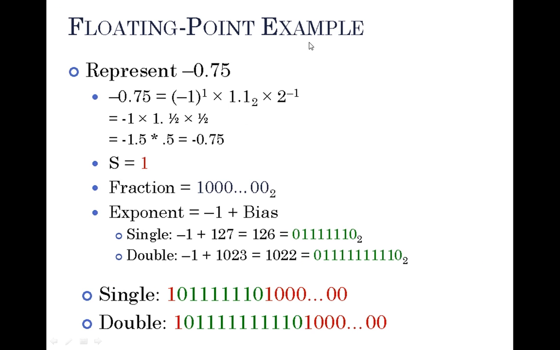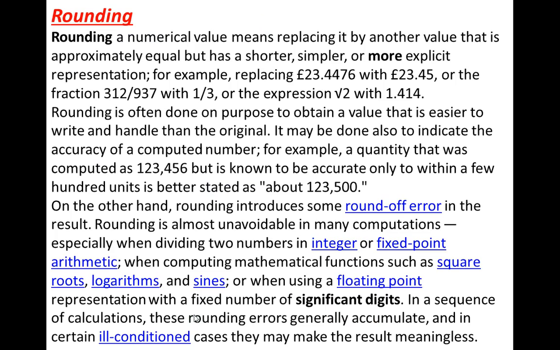This is an example of floating point numbers. This represents minus 0.75. So minus 0.75 equals minus 1 power 1 into 1.1 into 2 power minus 1. So this is 2 power minus 1, into this one, into this one. This is minus 1, into 1, into 1 by 2. This is 1 by 2. This is how we can represent floating point numbers. This is the single example, this is the double example.